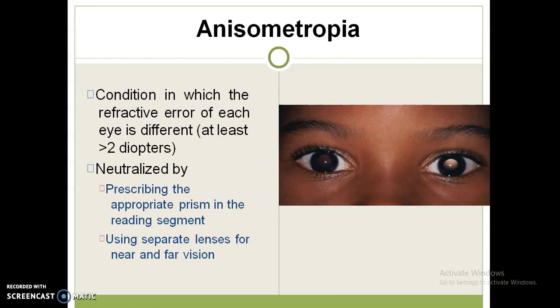It is a condition in which the refractive error of each eye is different, by at least more than 2 diopters, which means there will be two different powers for the two eyes. Then it is neutralized by prescribing the appropriate prism in the reading segment and using separate lenses for near and far vision. We use prism and lenses for separate vision.